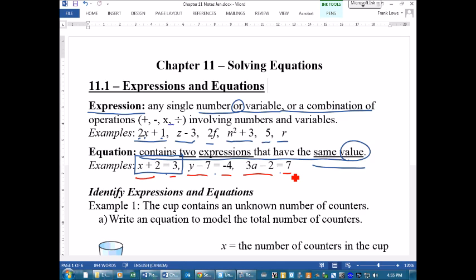So an equation is 2 expressions, and they are equal. So in an equation, at this level anyway, you're always going to see an equal sign. Always, always, always. That's your biggest indicator that you're dealing with an equation as opposed to an expression.